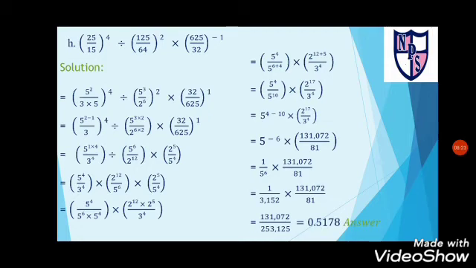In the denominator, we have two same bases, 5 with power 6 and 5 with power 4. It means we have the same base but different powers. So we will add the powers because two same bases are being multiplied. According to the law, whenever two same bases are being multiplied, we add the powers. After adding the powers, we will get a new power, which is 6 plus 4, 10.